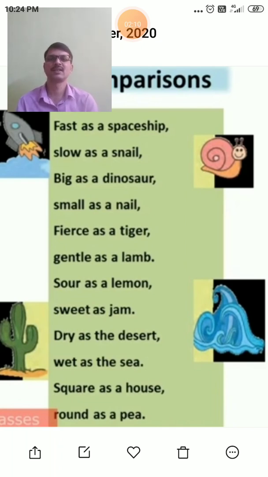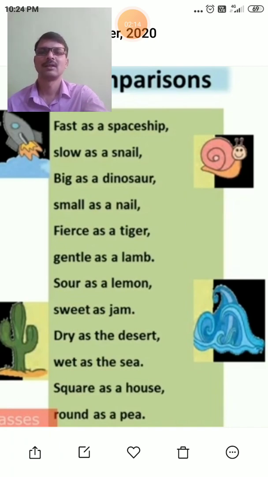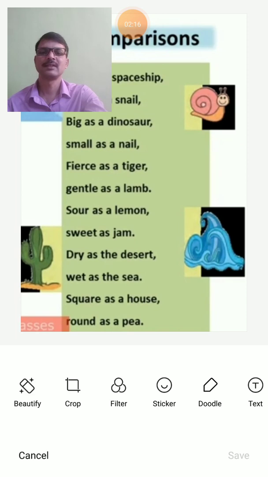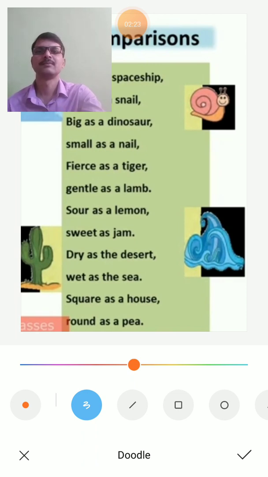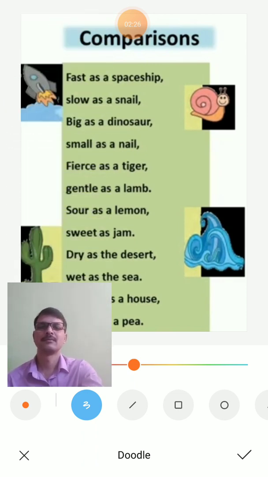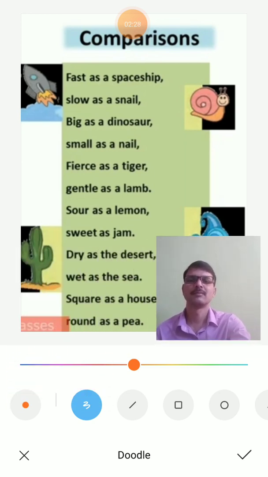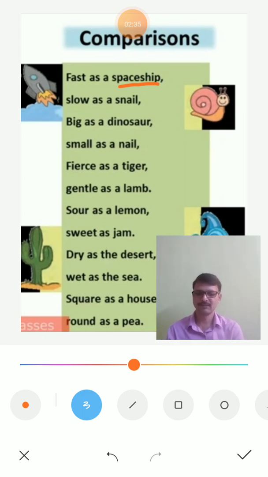Now, in this poem, there are some new words. Now, let's see the new words. First, here is given spaceship. Do you know what spaceship means? Spaceship is a vehicle that travels in space. Then snail. Snail means a small soft creature with a hard shell on its back.